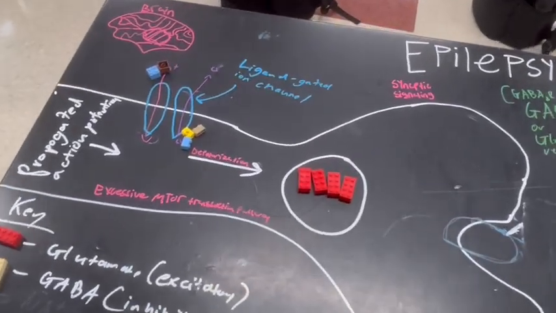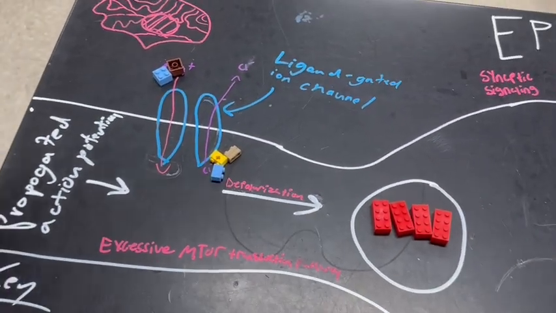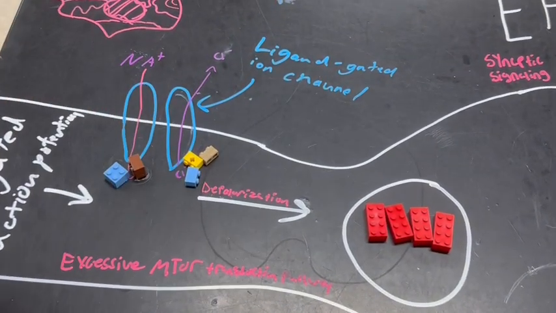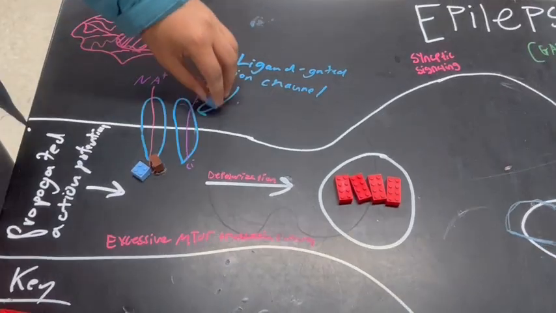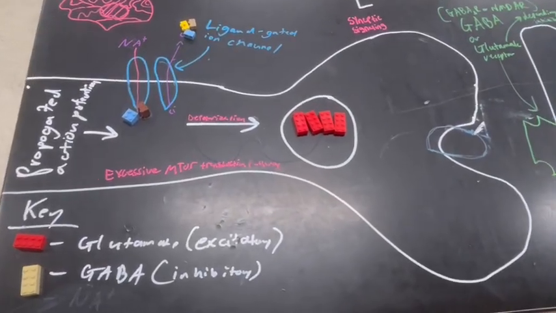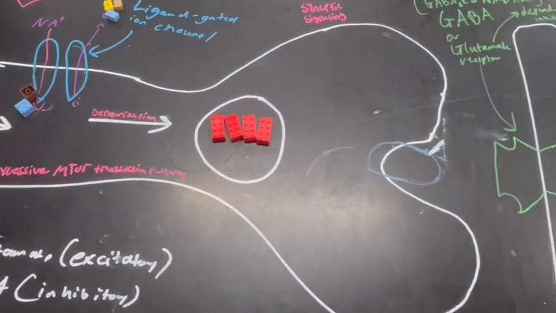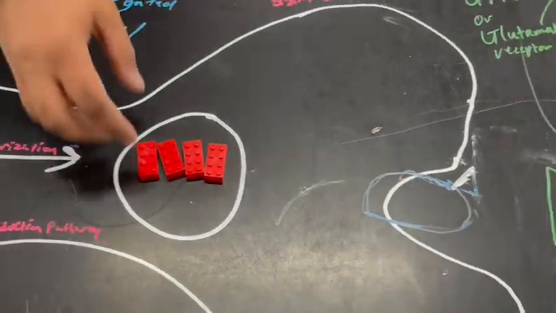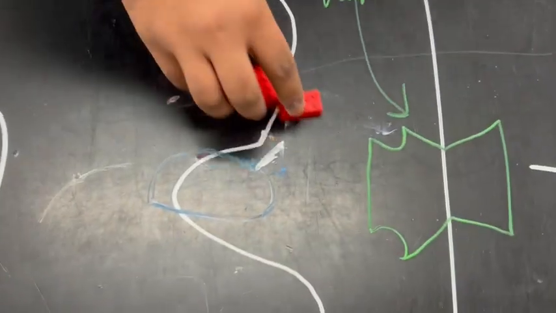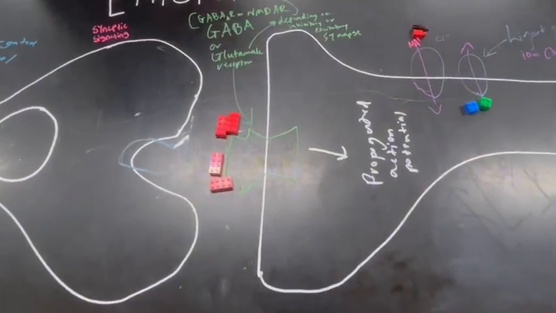So in this case, due to a genetic mutation in the ligand-gated ion channel, it causes Na plus to go down into the cell and negative ions to go outside of the cell, even though the propagated action potential may show an inhibitory signal. And it causes depolarization, which causes an excessive amount of glutamate or excitatory neurotransmitters to go down into the G protein coupled receptors, or GABAR.